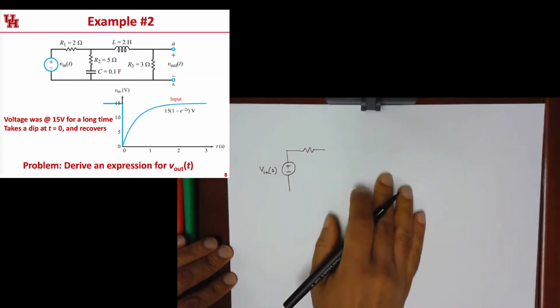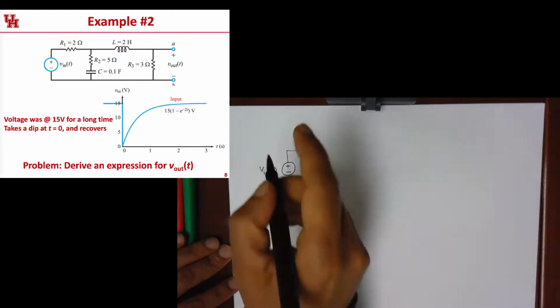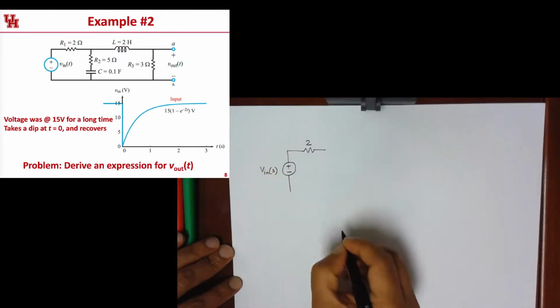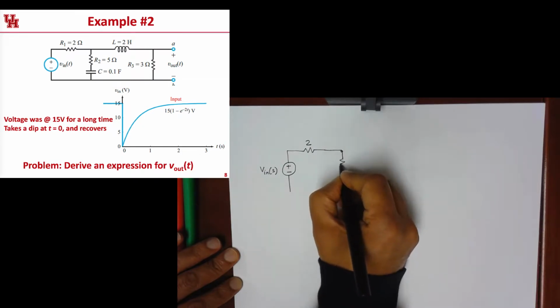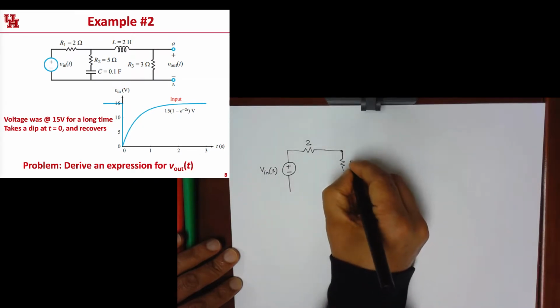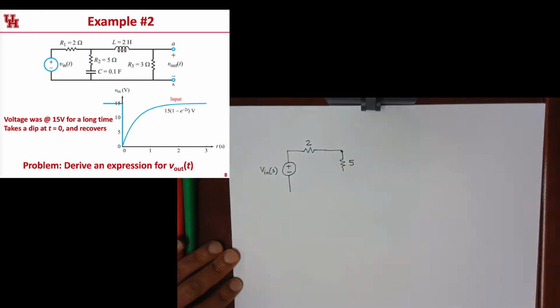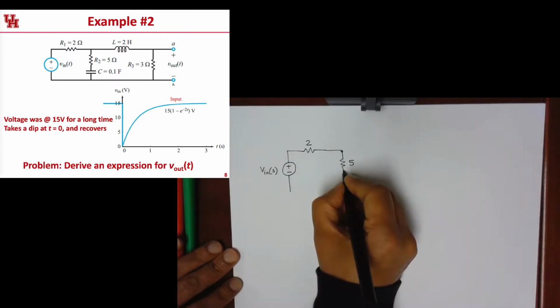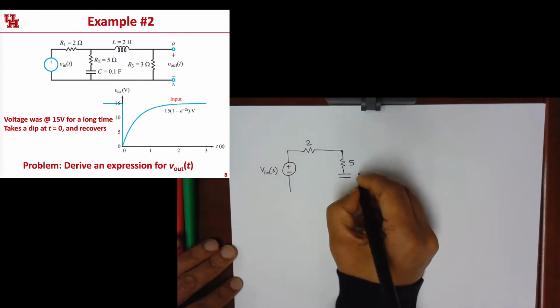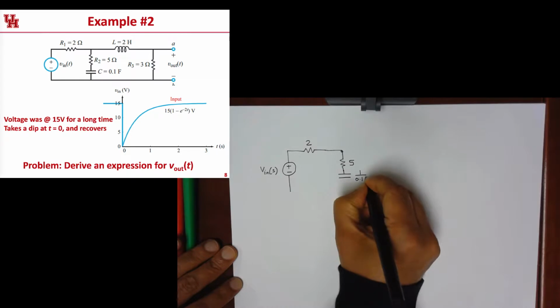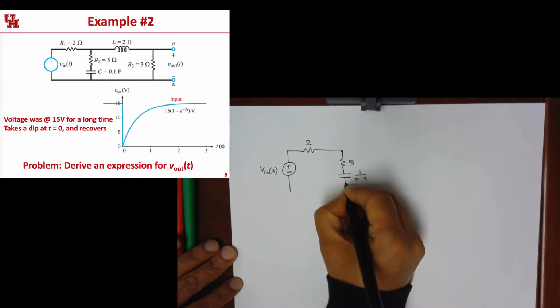Now the resistor goes unchanged into the Laplace domain, so it's just going to be a 2 here. And then I'm going to have another resistor here, R2. This is going to be 5 ohms, and that's going to stay the same. And then I'm going to have a capacitor here, which is 0.1 farad. So this is going to become 1 over 0.1 S in terms of impedance.